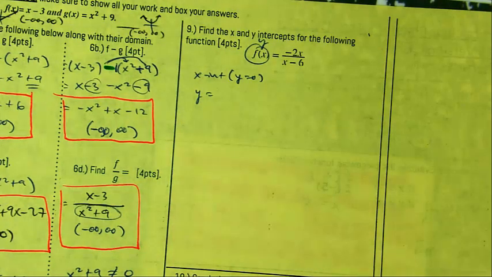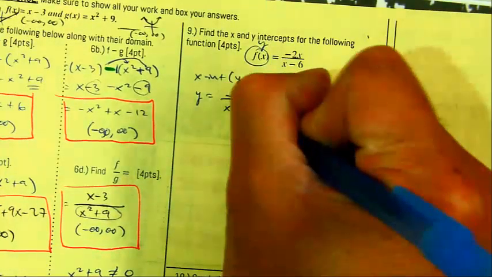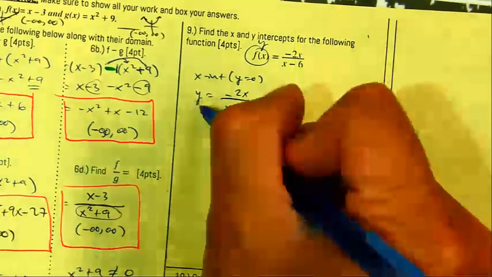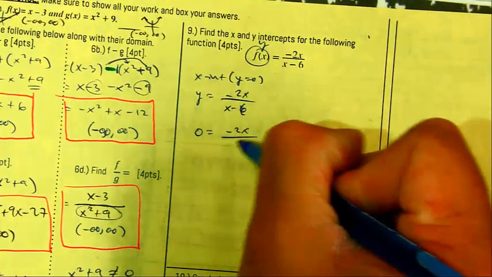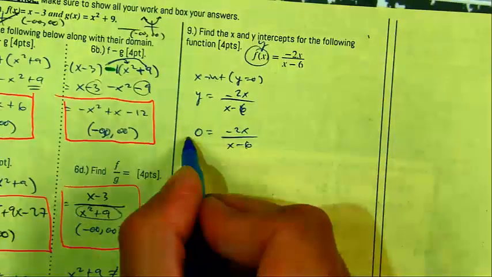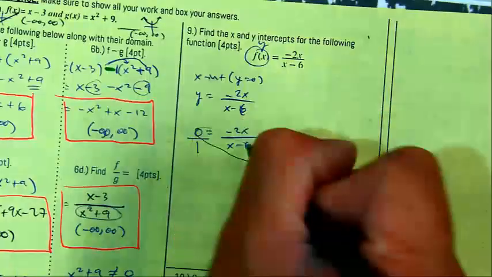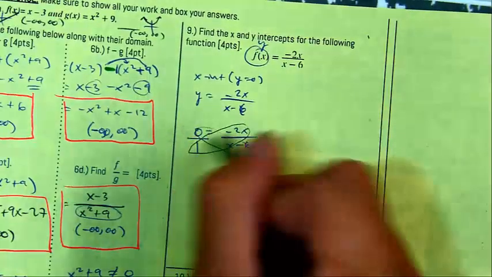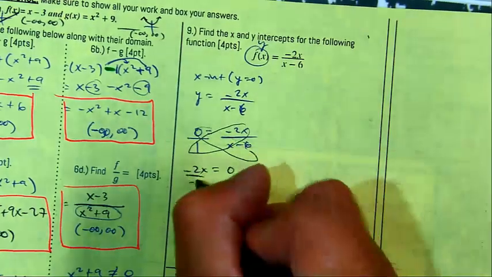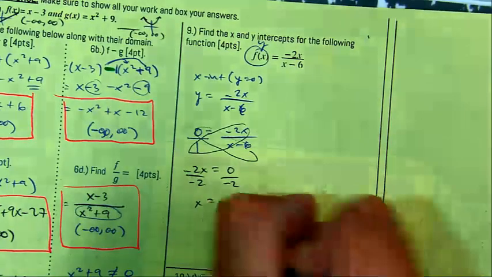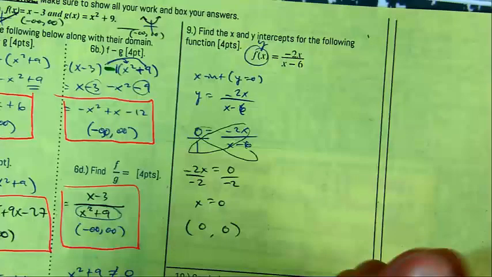Y equals negative 2x over x minus 6. And then every y value makes 0. Negative 2x over x minus 6. And to make this a fraction, I'm going to put it over 1. You can do something called cross-multiplying. It really just saves you a step of algebraic steps. So 1 times negative 2x is negative 2x. 0 times anything is 0. Divided by negative 2, x is equal to 0. So when the y value is equal to 0, the x value is equal to 0. So this is my x-intercept.